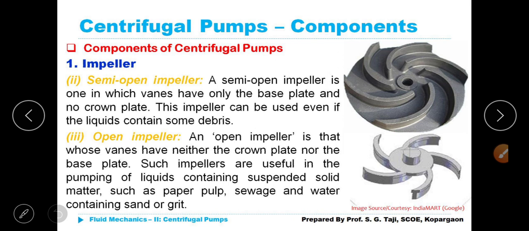So, how should you understand these types? Open, closed. Closed means only pure. Open means there is more space, that is the logic to understand it. Open means debris can also enter easily. Therefore, liquids consisting of suspended solid matter such as paper pulp, sewage, and water containing sand or grit, etc., can be pumped.